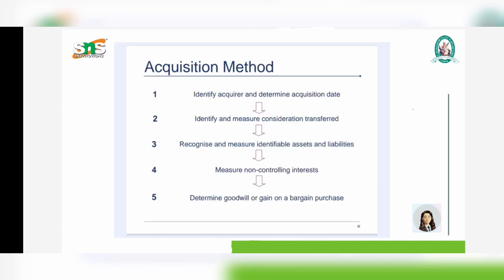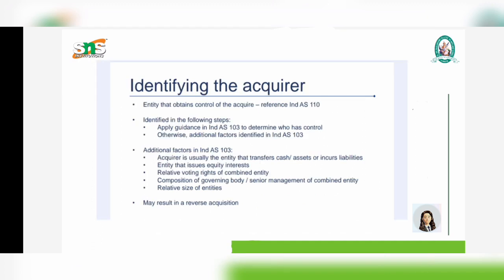Next we see one more example under the acquisition method. We are going to see the acquisition method. First, identify the acquirer and determine the acquisition date; identify and measure the consideration transferred; recognize and measure identifiable assets and liabilities; measure non-controlling interest; determine goodwill or gain on a bargain purchase. Then we have to identify the acquiring entity that obtains control of the acquiree. Identify using the following steps, guidance and additional factors.